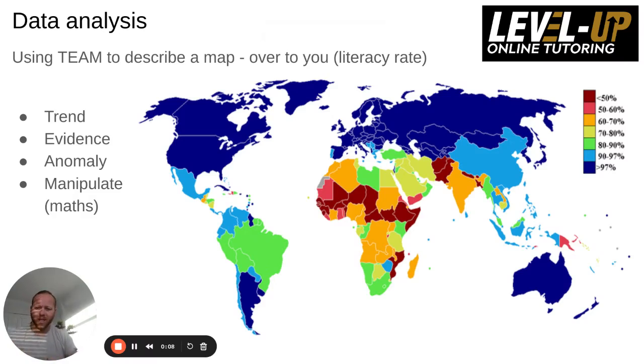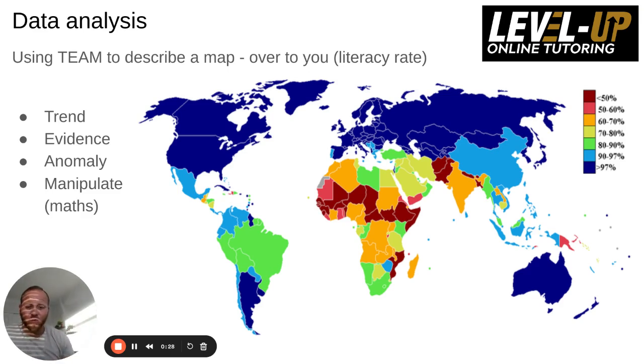But one thing we covered today that I just want to share with everyone is how to successfully analyse data in geography. This is a really important skill that GCSE geographers and A-level geographers need to be able to do, and it's a skill that people in their careers need as well. So I'm just going to share it with you. We use something called TEAM, which stands for Trend, Evidence, Anomaly, Manipulate.